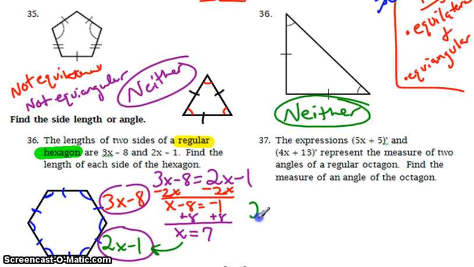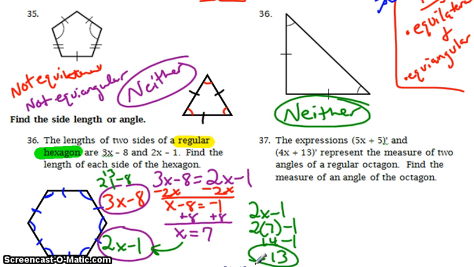So 2x minus 1 is the length of one of the sides. So I'm going to plug in 7. So 14 minus 1 is 13. Now if you want to double check to make sure you did the work correctly, you can plug into the other one. And when you plug into here, you get 21 minus 8, which indeed does give you 13. So the length of each side is 13.